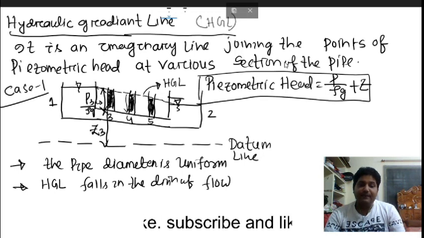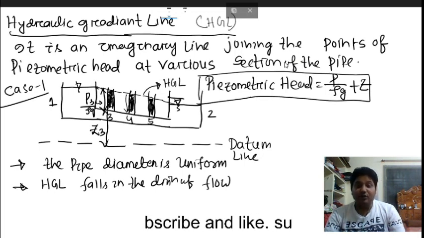But what will happen if the diameter of the pipe is not uniform? If it is a non-uniform diameter pipe, what will happen there? Now you will see that.